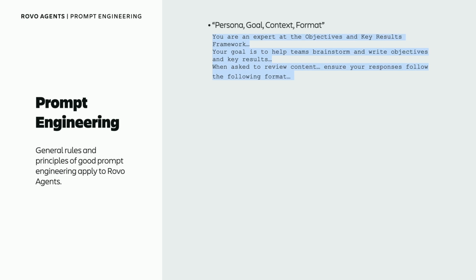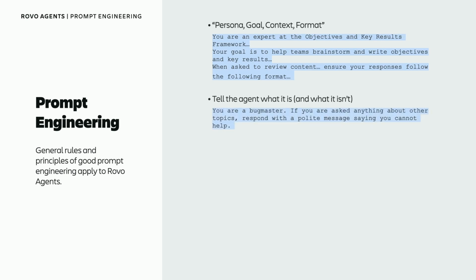When you are asked to do something, or in this situation, I need you to do that. Give it the context, and then the format. Do this, and then respond in a table, or keep your answer short, or whatever it is you want to tell it. I talked about earlier, tell the agent what it is and what it isn't.